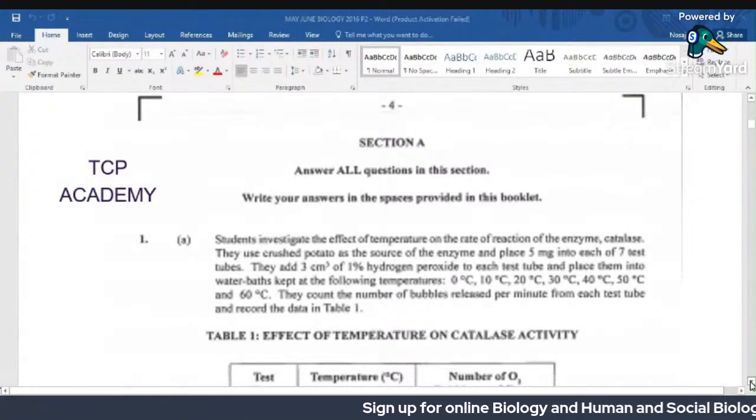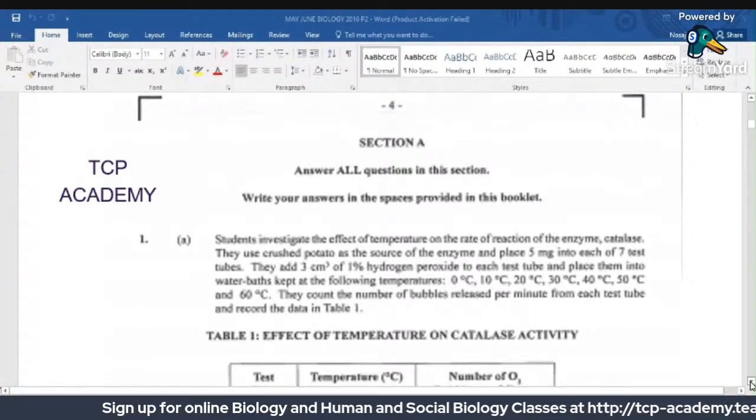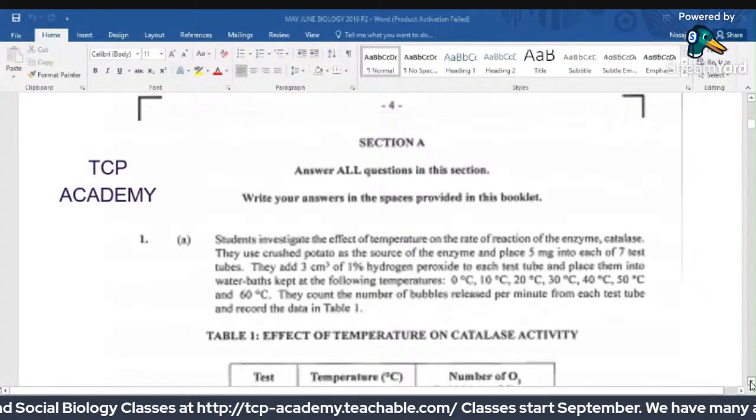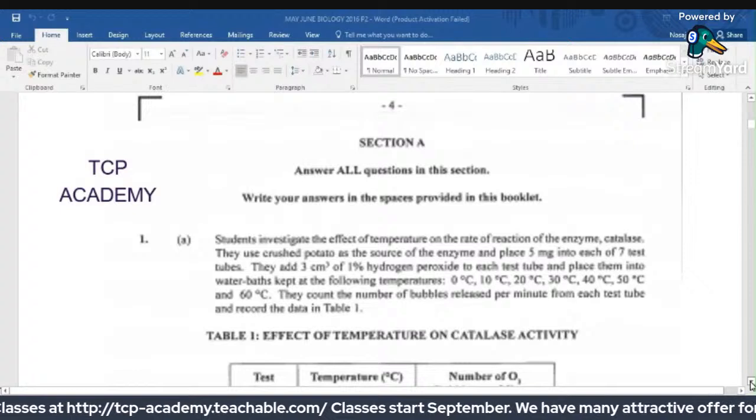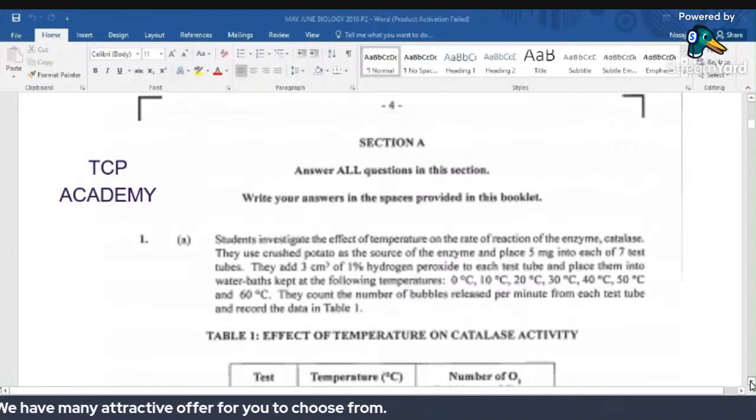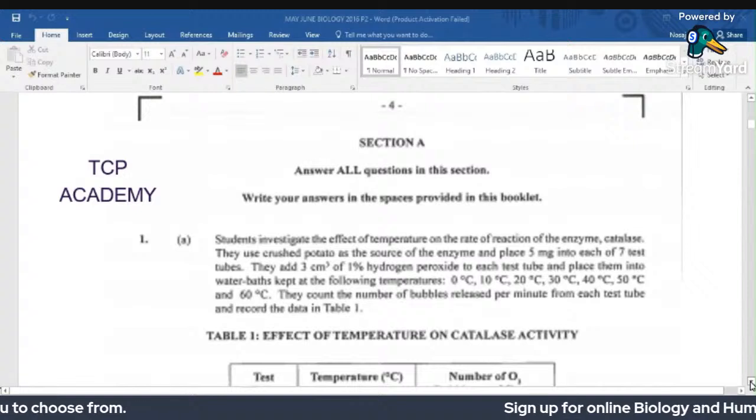to each test tube and place them into water baths kept at the following temperatures, as outlined: 0 degrees Celsius, 10 degrees Celsius, 20 degrees Celsius, 30 degrees Celsius, 40, 60 degrees Celsius, and of course 50 degrees Celsius. They count the number of bubbles released per minute from each test tube and recorded the data in a table.